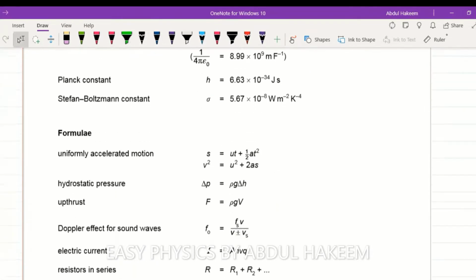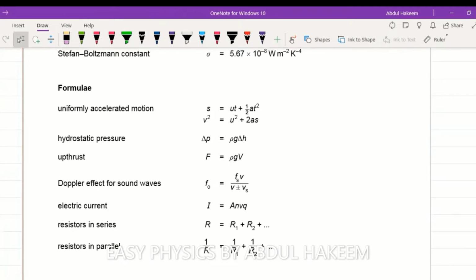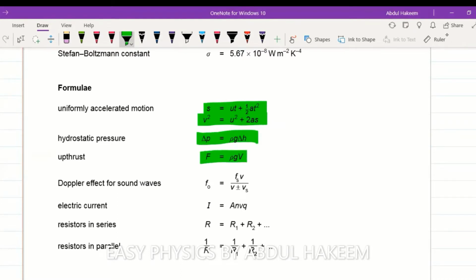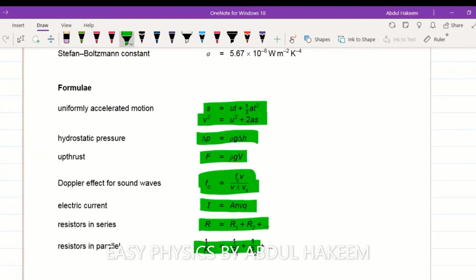And then look at the formulas. Only these formulas will be given from 2022 in the sheet. The second equation of motion, third equation of motion, pressure ρgh, and upthrust formula ρg times volume V, and this Doppler effect formula for observed frequency, and the current, then resistors in series and resistors in parallel. The rest of the formulas you have to learn. Okay, only these formulas will be given for paper 2 and paper 1.